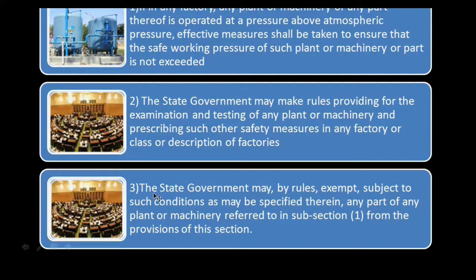Subsection 3. The state government may by rules exempt, subject to such condition as may be specified therein, any part of any plant or machinery referred to in subsection 1 from the provision of this section. The state government has been given the power to exempt any plant or machinery from subsection 1, provided they specify such condition. So now we'll move on to our next section.